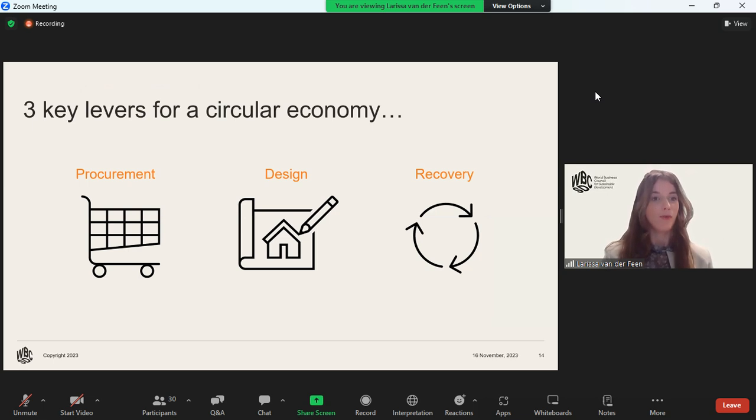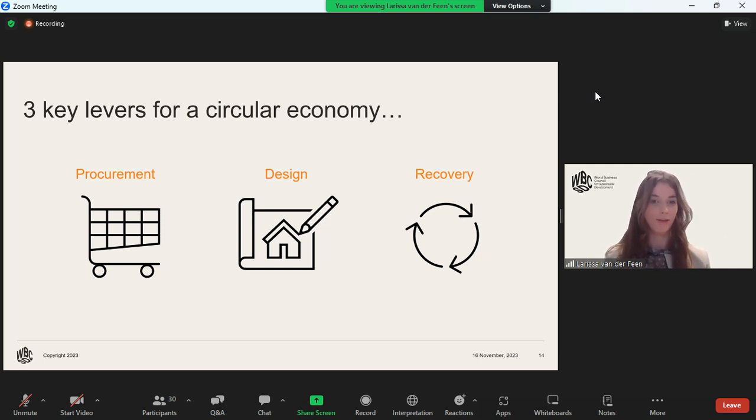Now, we recognize that we want this framework to be as actionable as possible for businesses in the circular economy. And there are three ways, broadly speaking, that businesses can help to achieve a circular economy. It is through procurement. This means that companies can choose to procure recycled materials, for instance, instead of virgin new ones. So that's a key lever.